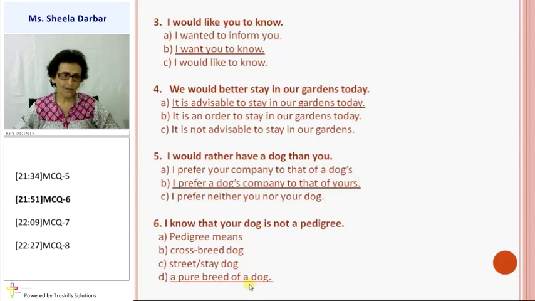Sixth, I know that your dog is not a pedigree. Here they have given 4 options. Pedigree means crossbreed dog. It means a street or stray dog, or it means a pure breed of a dog. So pedigree means a pure breed of dog.